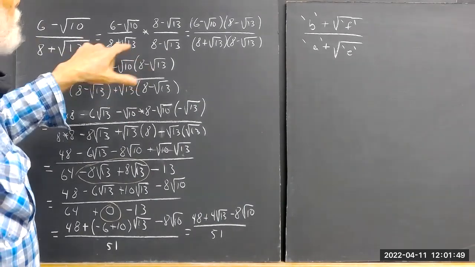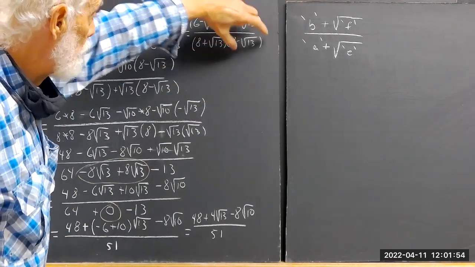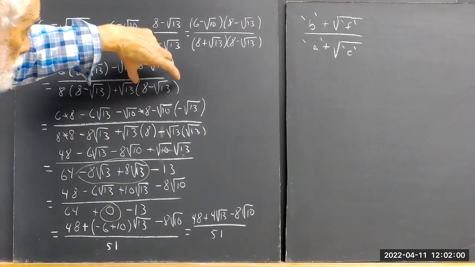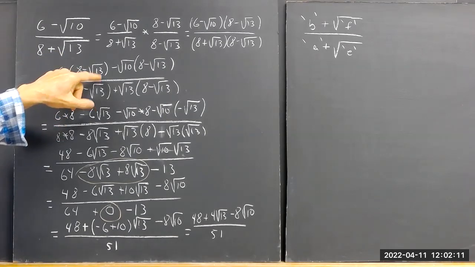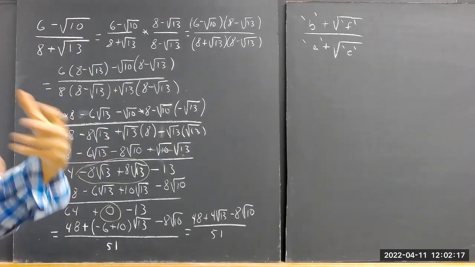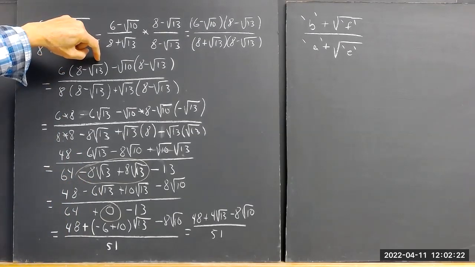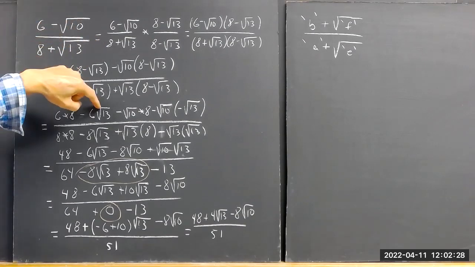Okay. Now, with the denominators, we do the same thing. 8 times this plus 13 times this. 8 times this plus the square root of 13 times this. We can then do some multiplication. We multiply 6 by 8 and 6 by negative the square root of 13. And of course, the distributive law works over subtraction as well. So 6 times 8 minus the square root of 13 is 6 times 8 minus 6 times the square root of 13. But we've got to be careful with signs.